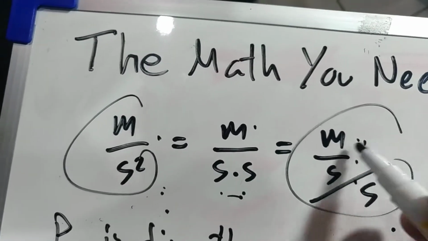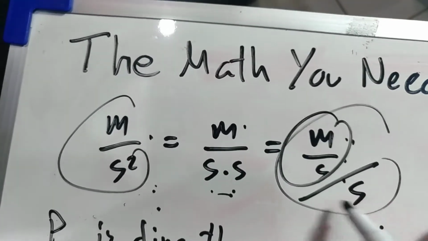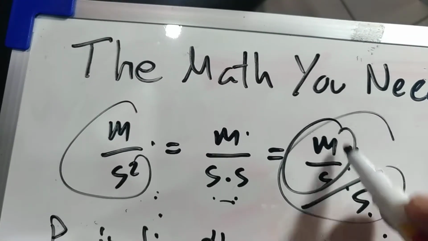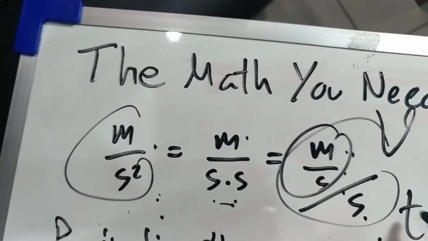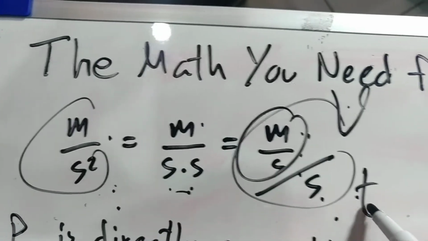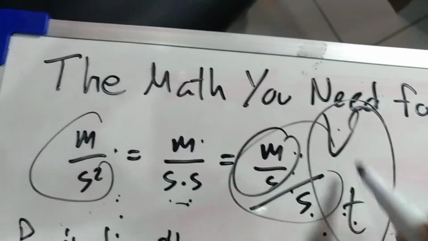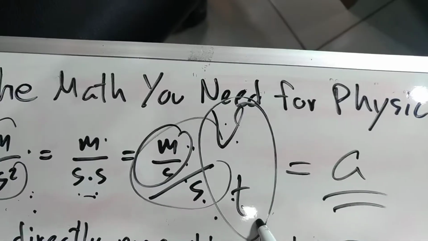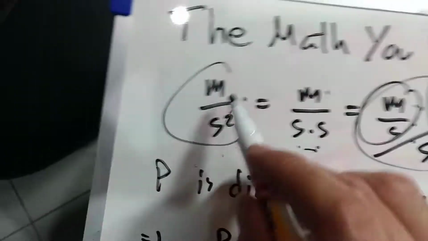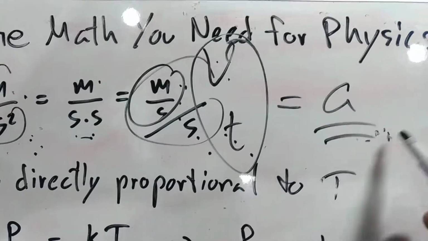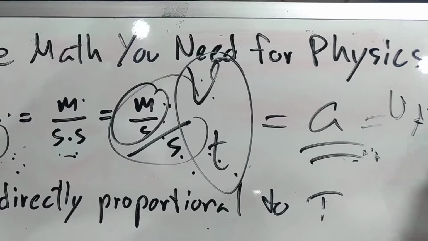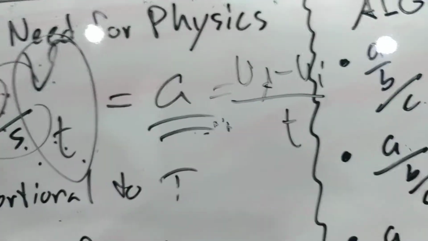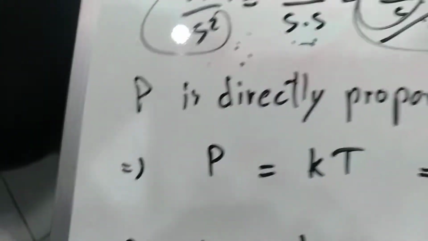Meter per second, that's velocity, right? That's velocity per second. So velocity on the top and time at the bottom. So velocity changing with respect to time, rate of change. Well, that's acceleration. So velocity over time. That's how you get meter per second square in the first place. Remember, v final minus v initial over t.